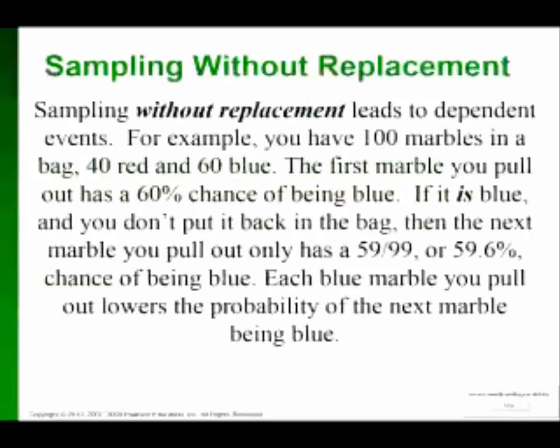Sampling without replacement leads to dependent events. For example, if you have 100 marbles in the bag, 40 red and 60 blue, the first marble you pull out has a 60% chance of being blue. Or you would say the probability of pulling out a blue marble is 0.6 if you wrote it as a decimal. If it is blue and I don't put it back in the bag and reach back in and pull out a second marble, well, now there are only 59 blue marbles left out of 99 marbles total. So the probability that the next one is blue is just a little bit smaller.